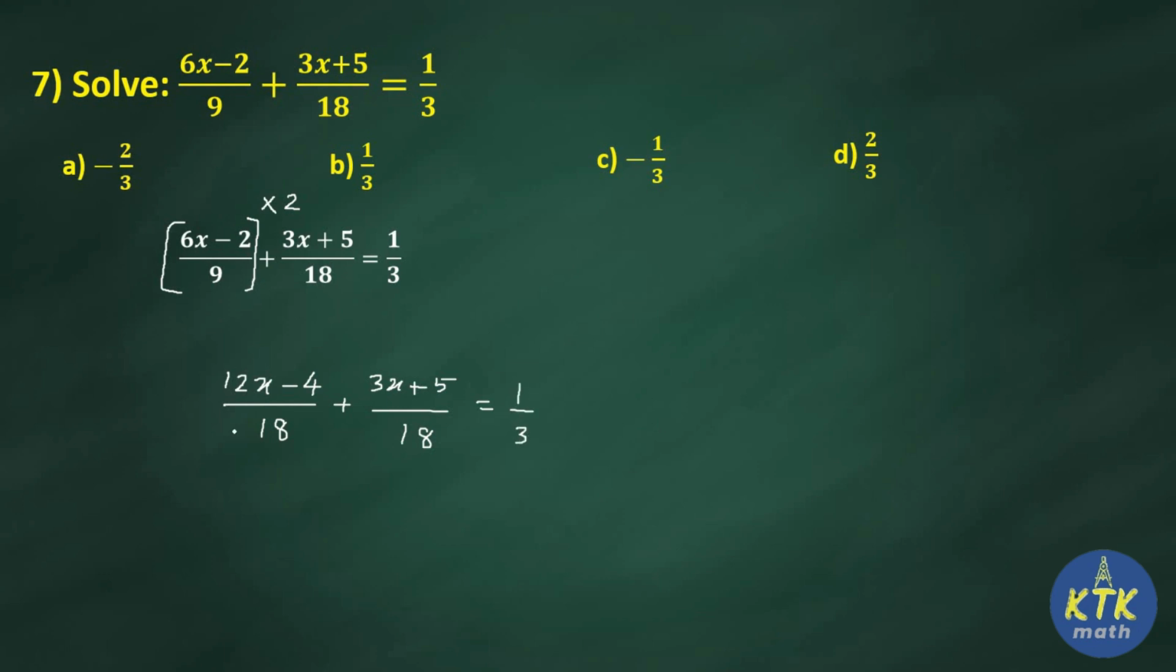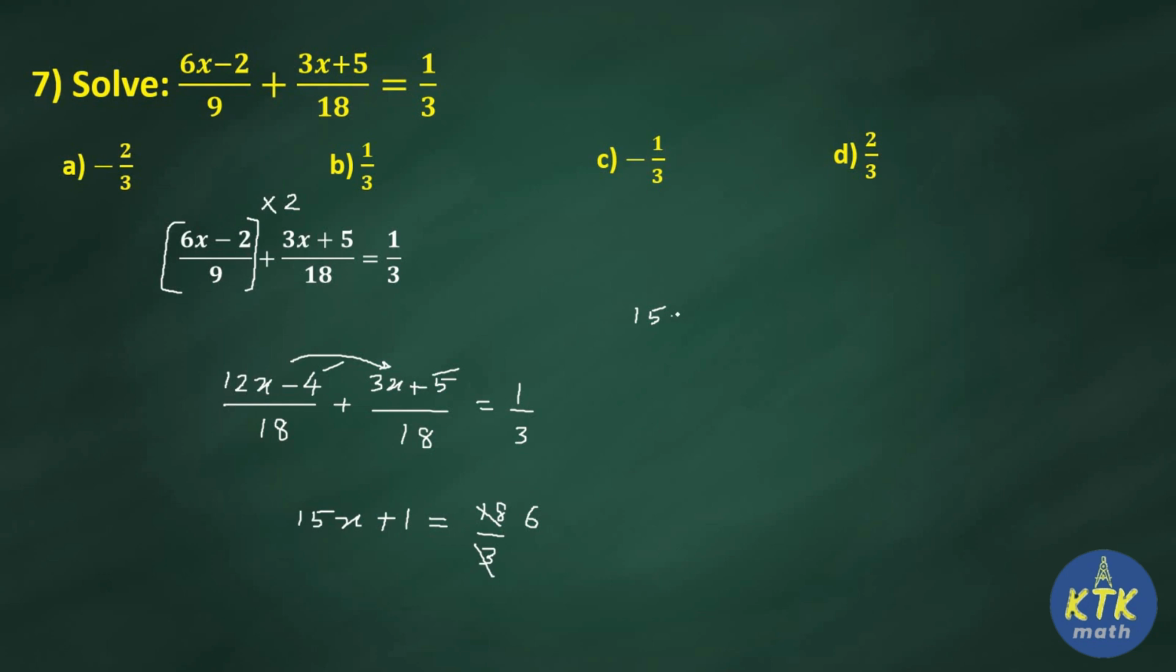Now as usual you are going to directly add the numerators. 12x plus 3x is 15x, minus 4 plus 5, nothing but 1, is equal to, both the 18s are in the denominator, so you write (15x plus 1) by 18. That divide I am moving directly to the right side, it becomes multiply. So cancel this 6. So how are we getting it now?